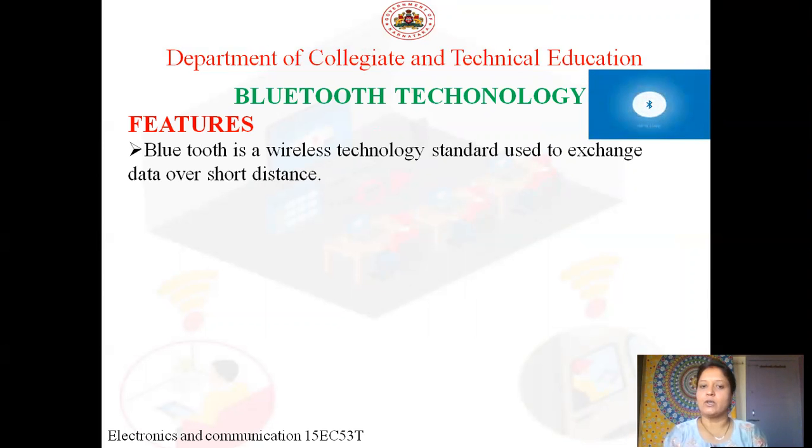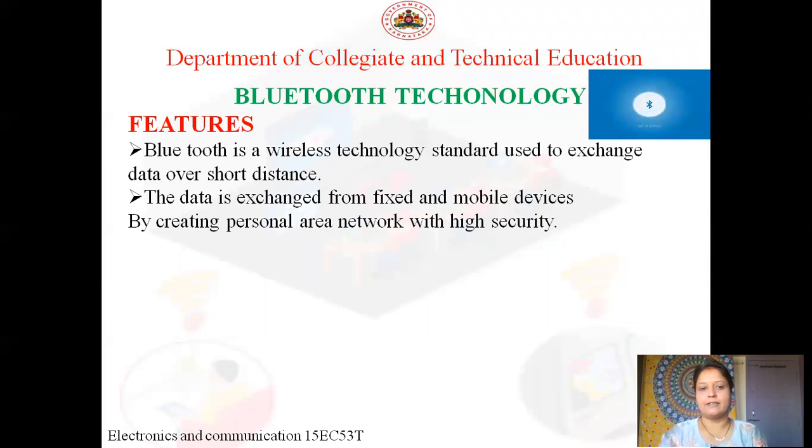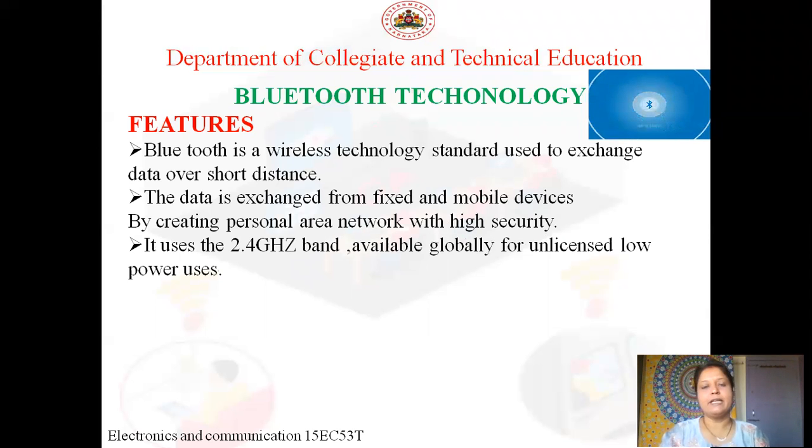Bluetooth is a wireless technology standard used to exchange data over short distances. The data is exchanged between fixed and mobile devices. It is not compulsory that the devices should be fixed or mobile; either may be mobile or fixed. From those devices, data can be exchanged by creating a personal area network with high security, providing very high security for the data transfer. It uses the 2.4 gigahertz band available globally for unlicensed low power uses.